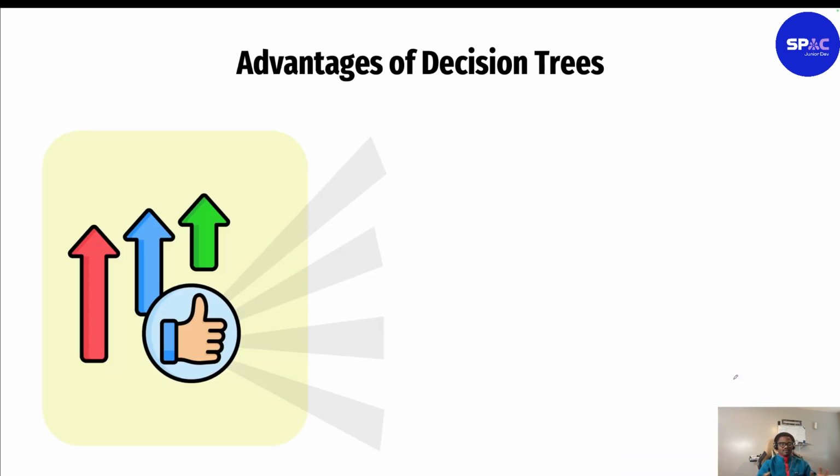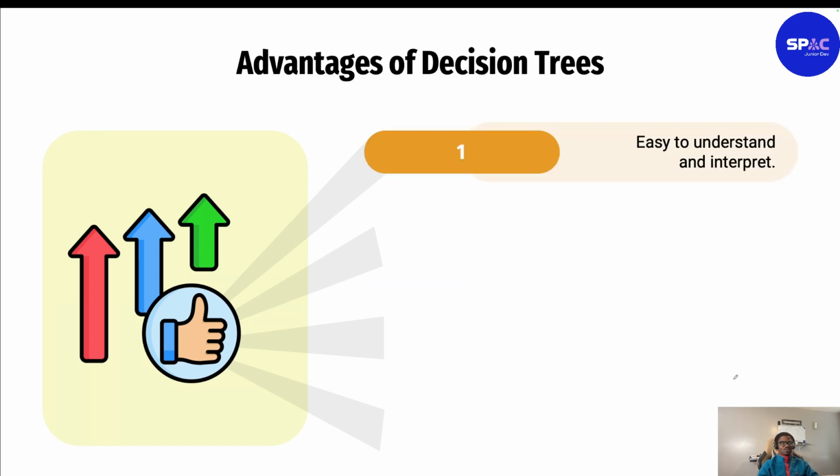Okay, so what are the advantages of a decision tree? The first one is that it's easy to understand and interpret. You see, when I drew the tree, it's really easy to understand, but logistic regression and linear regression are equations, and someone might get confused. But with this one you can just conceptualize the tree and all of that.